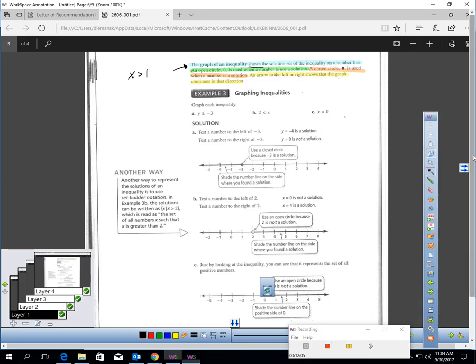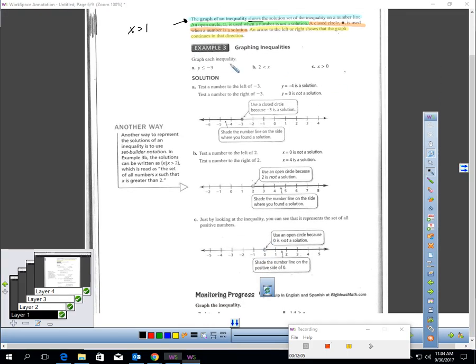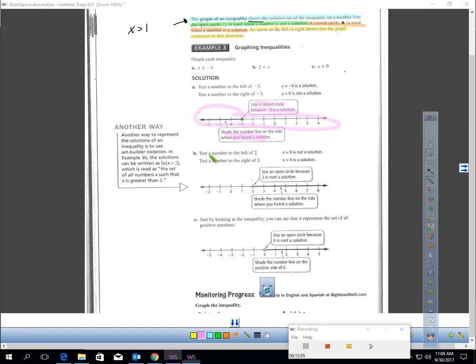Let's look at these real quick. So they have: graph each inequality, like y less than or equal to negative 3. So you can see they put a closed circle at negative 3 because negative 3 would be a solution. It equals. And then I'm going left of that, and you can see an arrow shaded to the left. So that would be a picture of y less than or equal to negative 3.